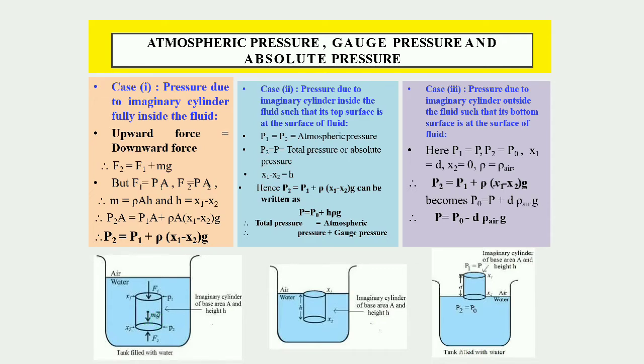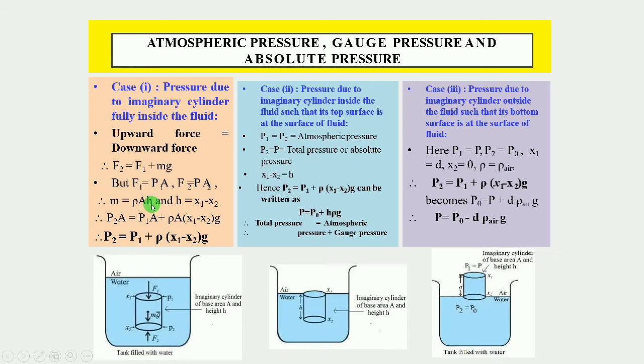So if you consider the imaginary cylinder to be in static equilibrium, you will balance the forces. So the downward force you will balance by the upward force. The upward force here is F2, that is the up thrust, F2 equal to the downward forces. There are two forces, F1 and mg, so you will add both the forces: F1 plus mg.